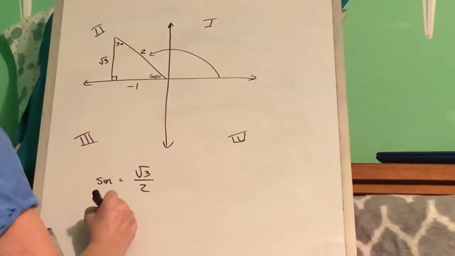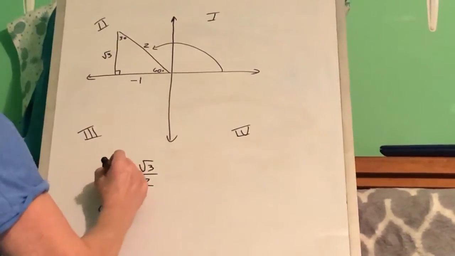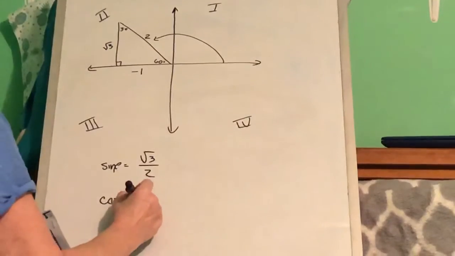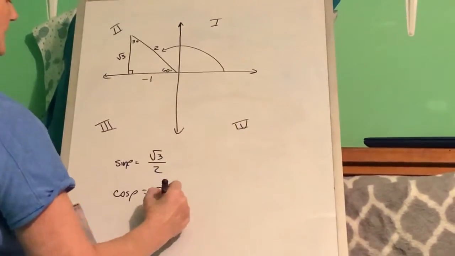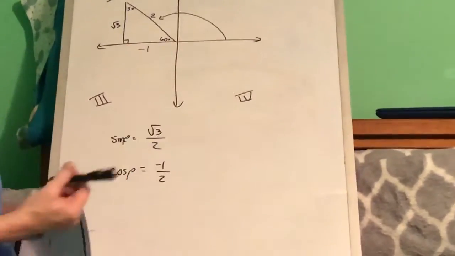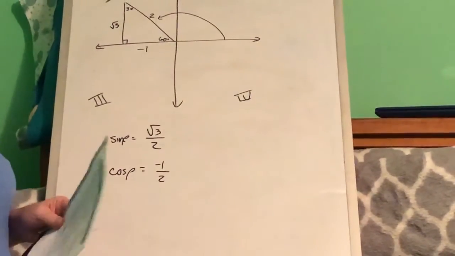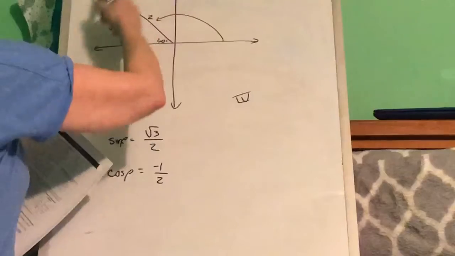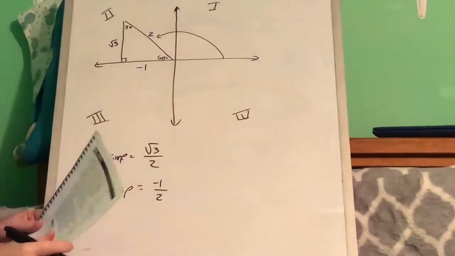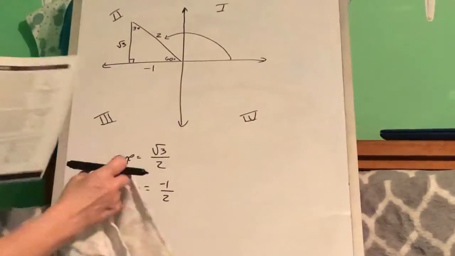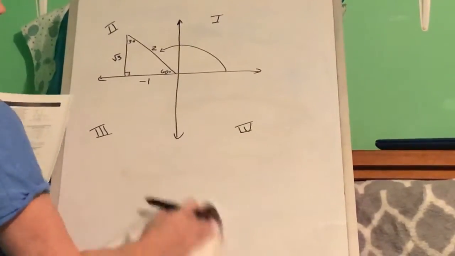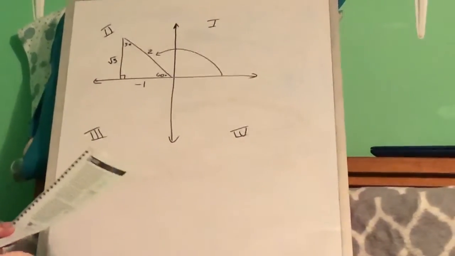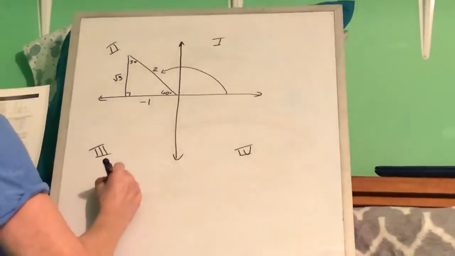But if I look at the cosine, I should have rho in here as well. Cosine of rho, then cosine is going to be negative 1 over 2. In the first quadrant, it was a positive 1/2. So we're going to find that it's going to change depending on the quadrant. Now, we don't always want to have to draw those in there to figure it out. So we have a mnemonic to help us.